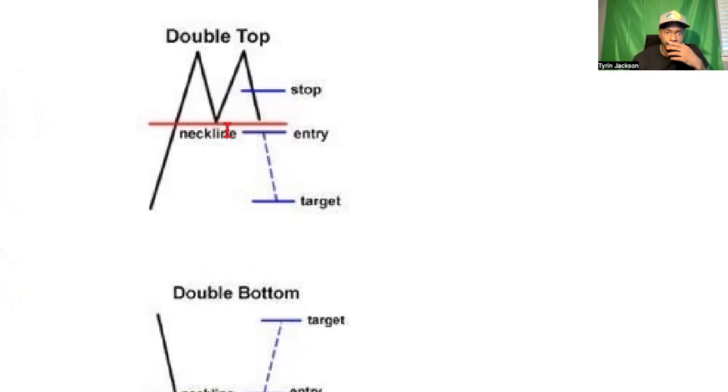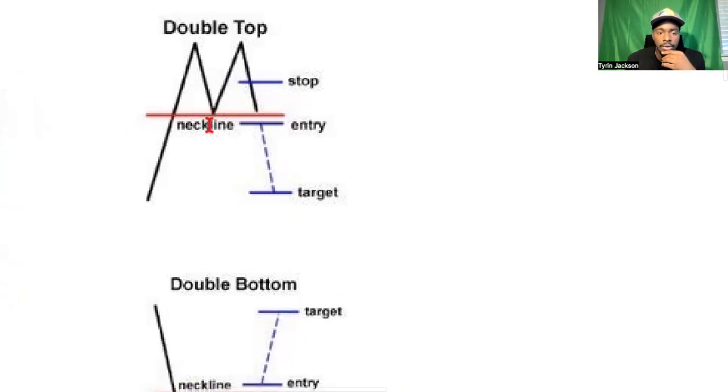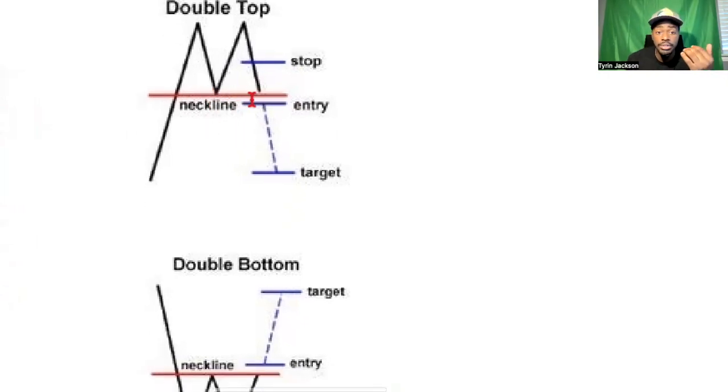The neckline is typically a level where price will retrace to, like a past resistance or a past support. But if we're looking at the double top, you have the level of support and resistance that you need to pay attention to. When it comes to the entry, you're looking at the past level of support. So as price came back down here, we look to make the entry and get to the target.